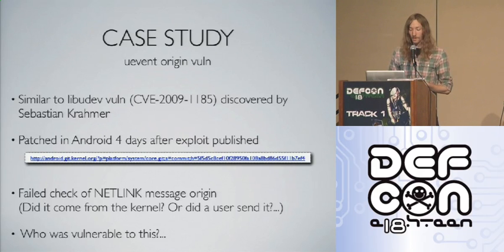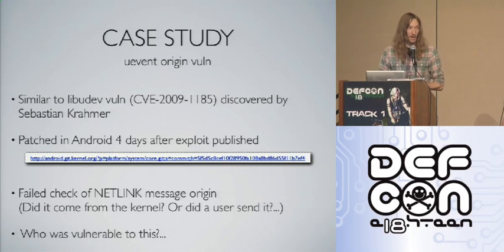This is a vulnerability that came out recently that was very similar to the libudev vuln, CVE 2009-1185, discovered by Sebastian Kramer. I would like to point out that we did incorrectly state at Black Hat that this vulnerability was in fact CVE 2009-1185, but Android itself does not use libudev. In their implementation of handling events, they proceeded to recreate the exact same bug, and Sebastian took the exploit that he originally wrote for that and was able to port it to run on Android.